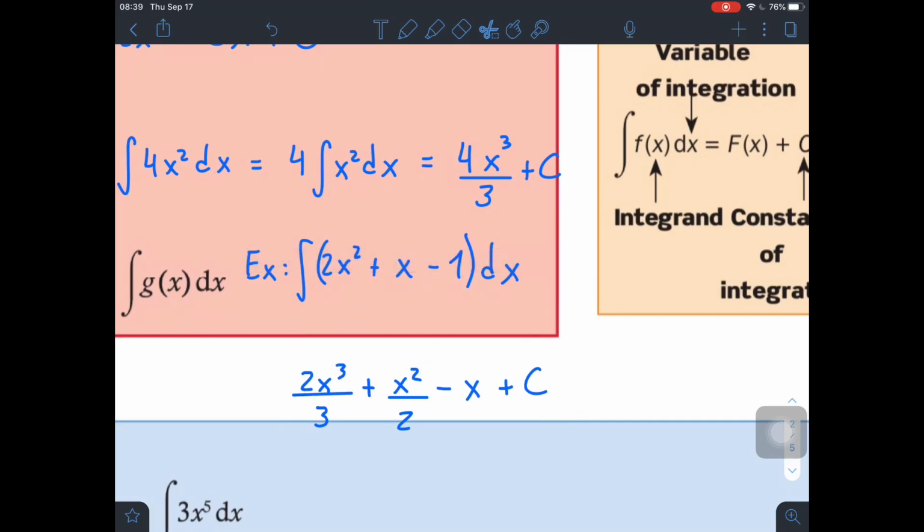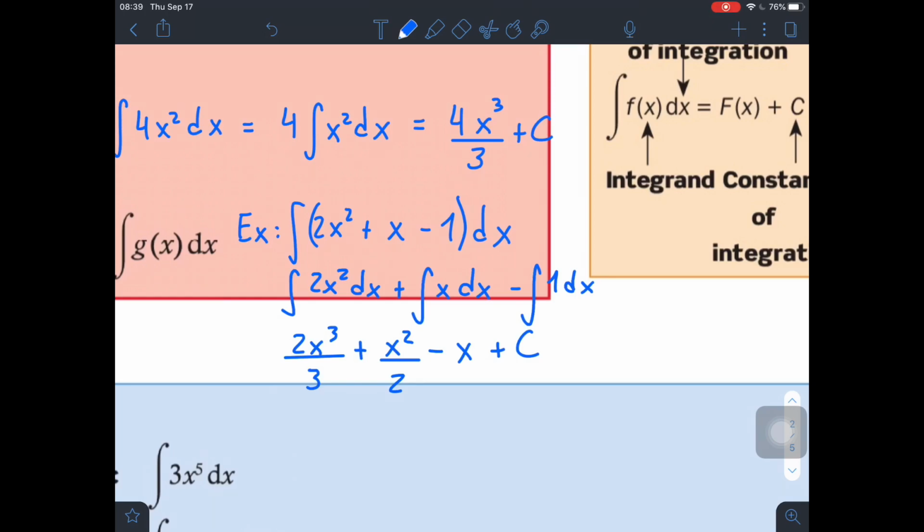I can write this as the integral of 2x squared dx plus the integral of x dx minus the integral of 1 dx, right? So I'm going to write 1 dx. So I can separate all of the different terms of the function into different terms and integrate them separately, right?